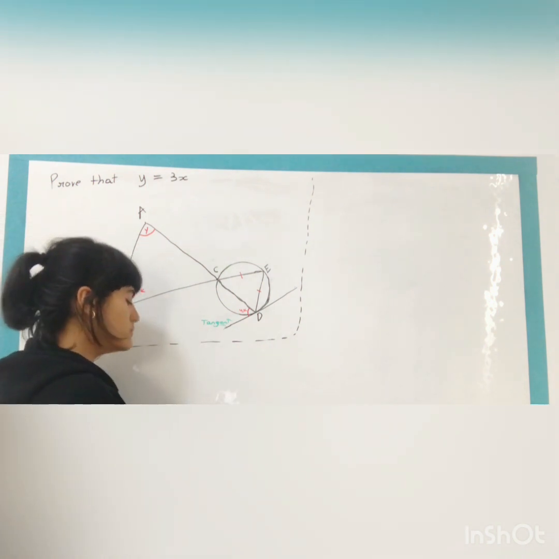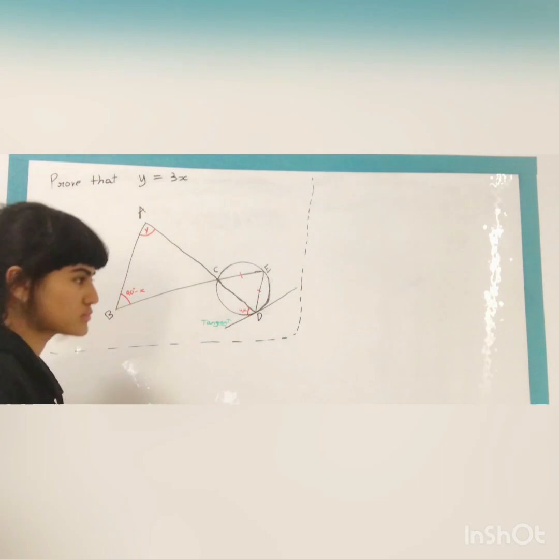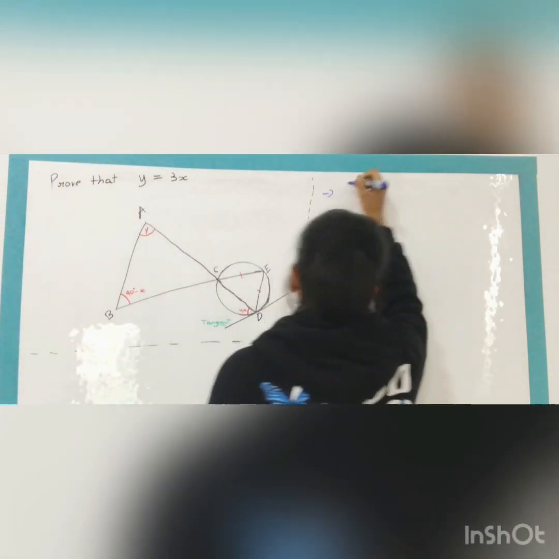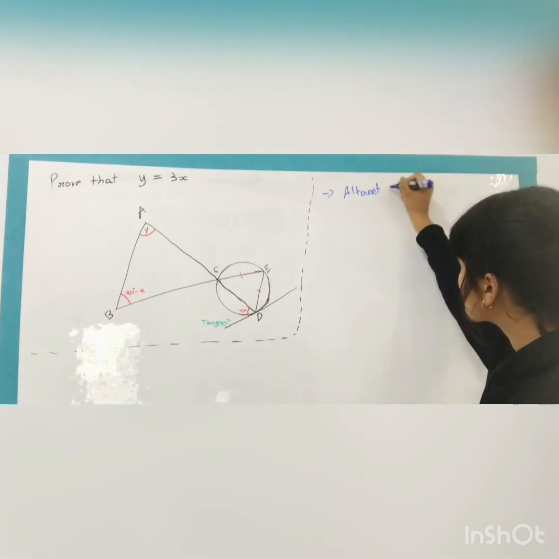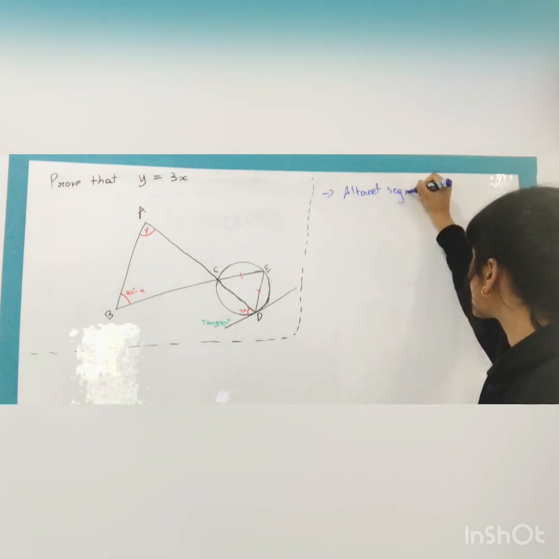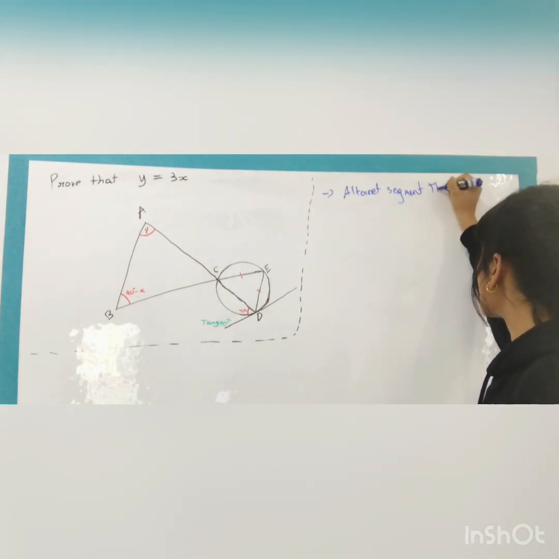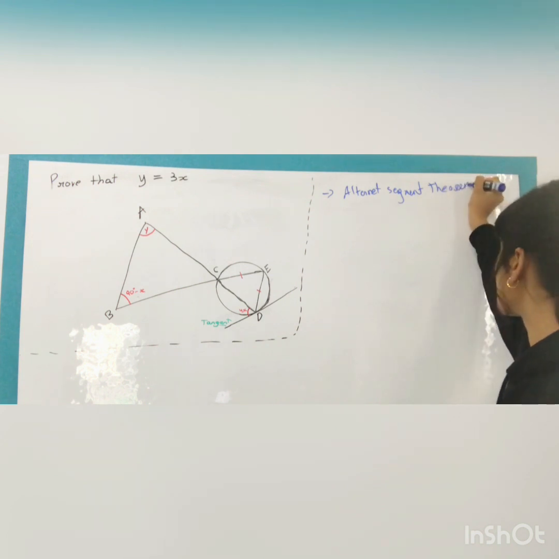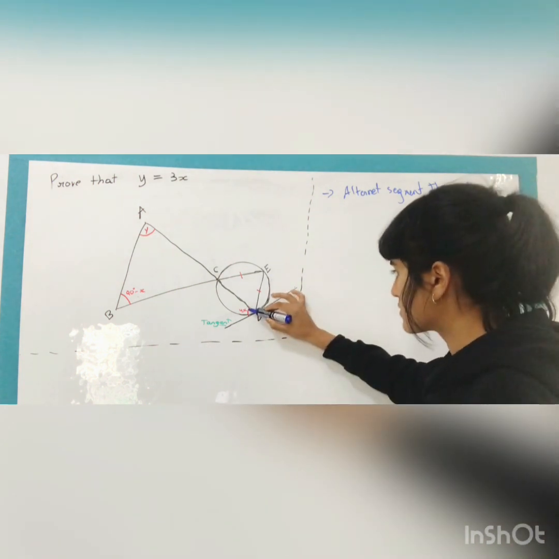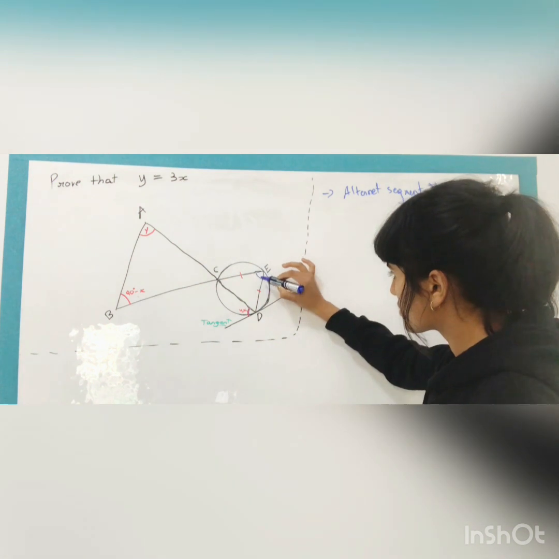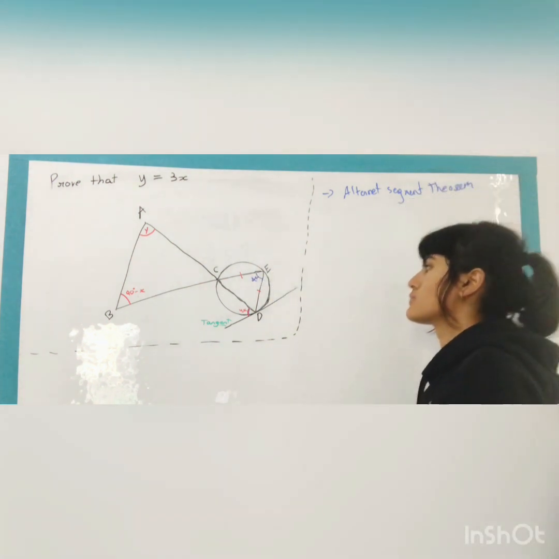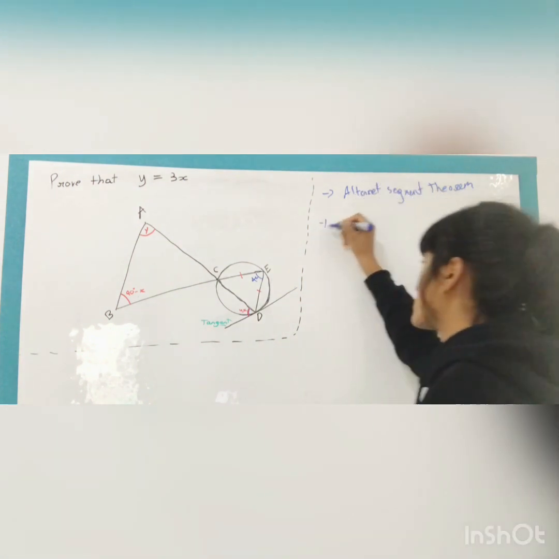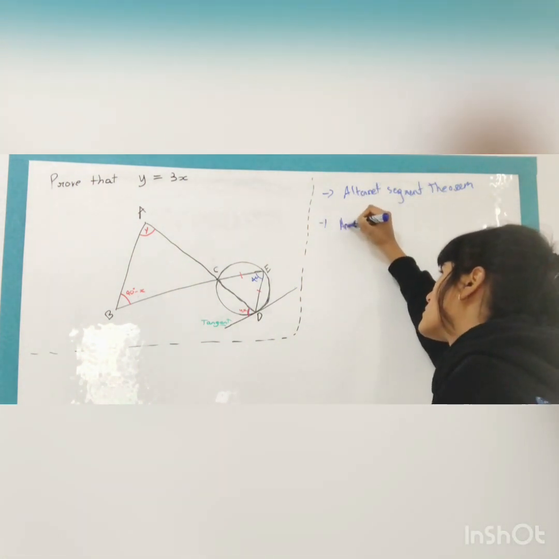And we know that using the alternate segment theorem, we know that the 4x over here, 4x is going to be equal to angle CED. Yeah, because that's how alternate segment theorems work. So that is also 4x.